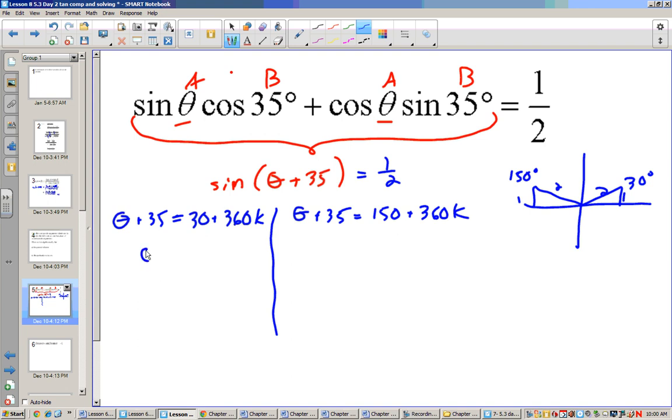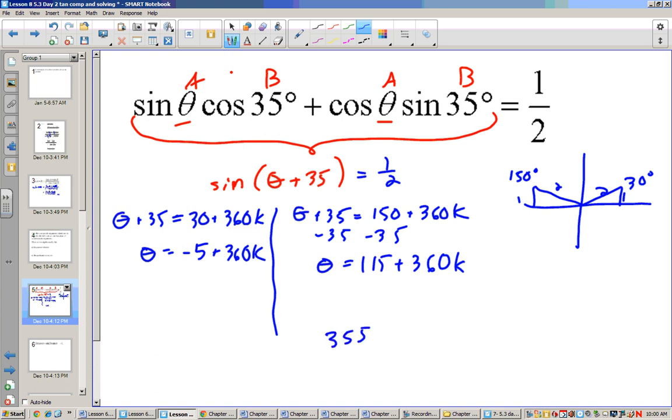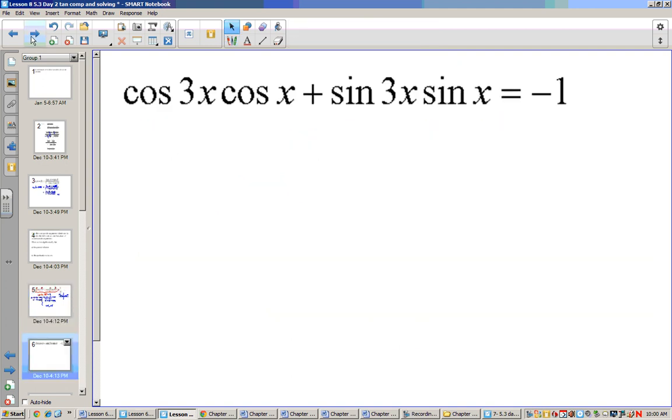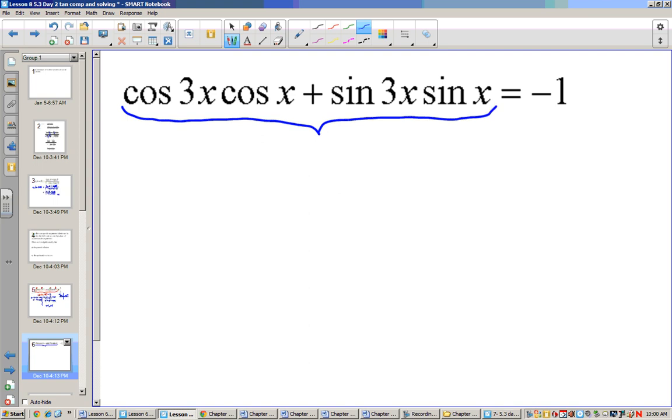Now if we subtract 35 from both sides, theta is going to be negative 5 plus 360k. And if I subtract 35 from both sides here, theta is going to be 115 plus 360k. So if I wanted to find the values between 0 and 360, it would be 355 and 115. All right, now we'll keep rolling. If you feel like you're doing pretty good at this, pause the video, see if you can do this on your own, and then when you're done, play it back.